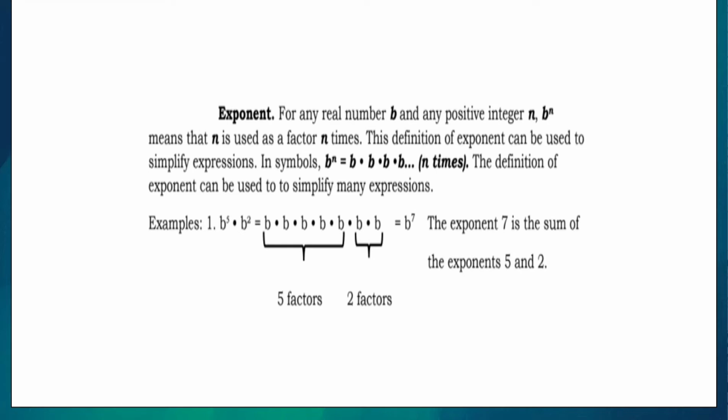Example number 1. b to the power of 5 times b squared is equal to b times b times b times b times b times b times b. So it equals b to the power of 7, because 5 plus 2 equals 7.